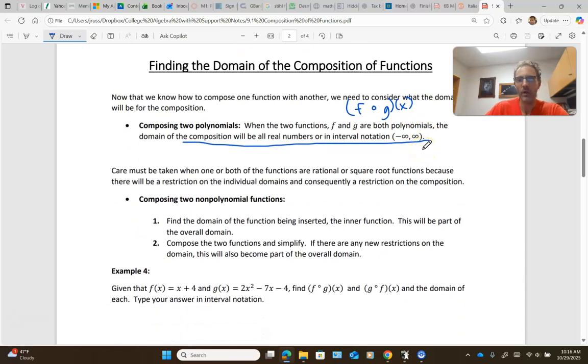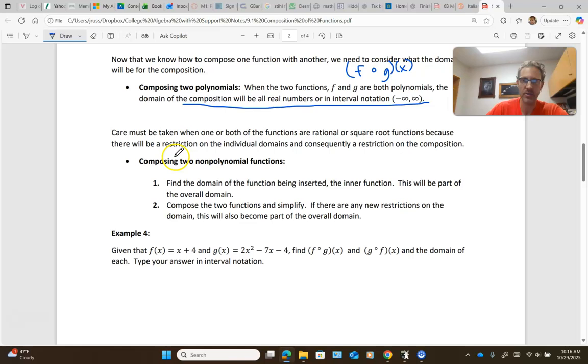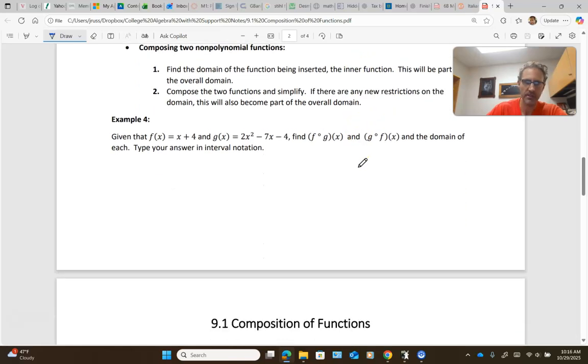Now, whenever the two functions are not polynomials, that's the second case. We're going to look at the second case in a minute. First thing we're going to look at is when f and g are both polynomials. So let's look at example 4. Given that f is a linear polynomial and g is a quadratic polynomial, this says find f composed of g of x and g composed of f of x and the domain of each.